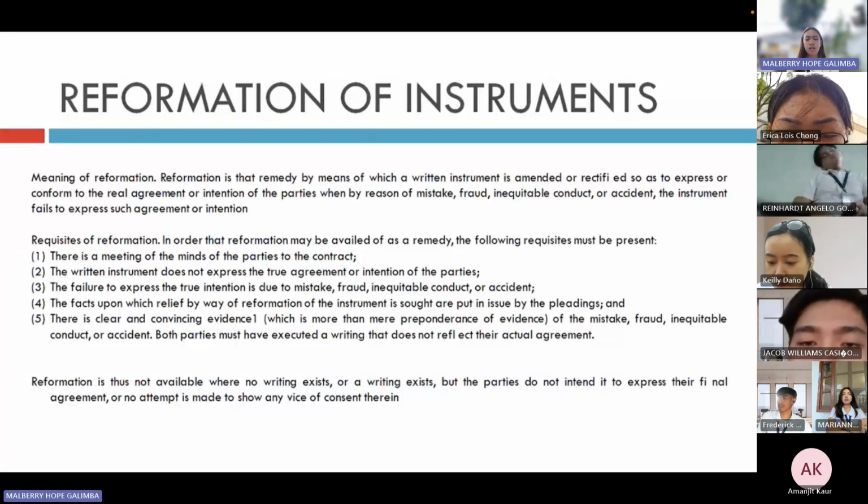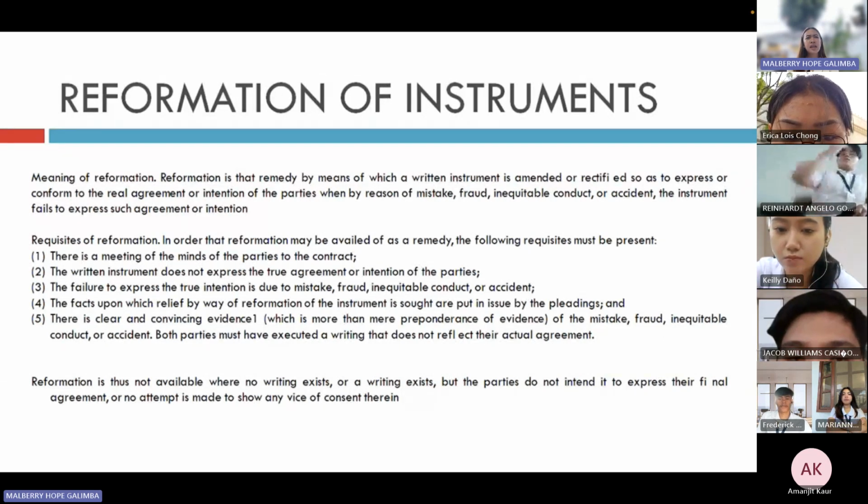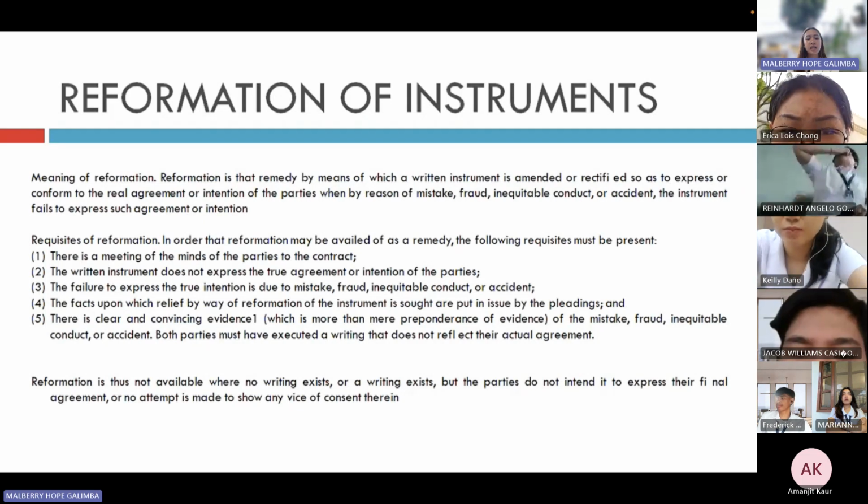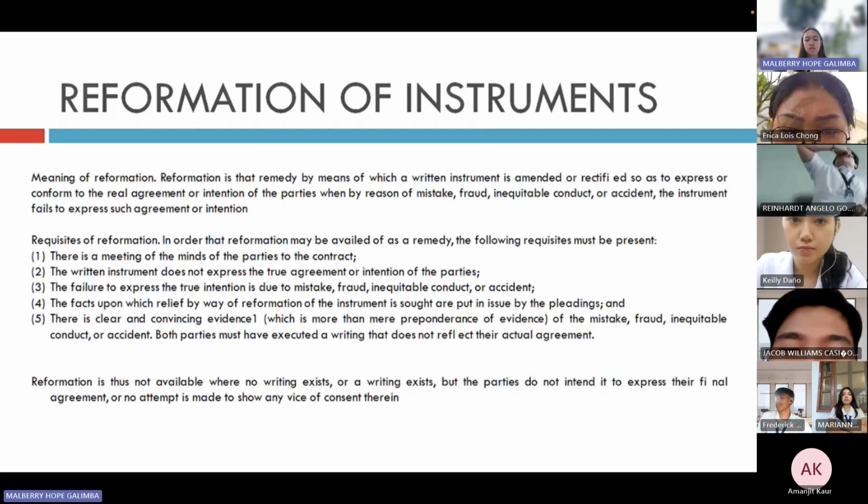The defect is not in the intention or the consent of the parties, but the intention of the parties did not reflect in the contract. Number 3, the failure to express the true intention was by reason of mistake, fraud, inequitable conduct, or accident. Those are the grounds why the intention of the parties was not expressed in the contract.